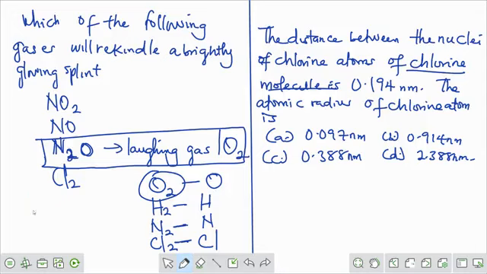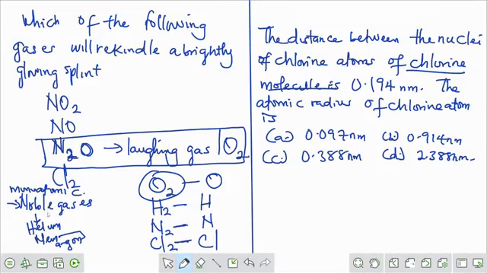There was a year they asked us to mention two monoatomic gases. Monoatomic gases are the noble gases, examples being helium, neon, argon. And don't forget, they are non-reactive because they have a duplet or octet configuration. So that's just it.